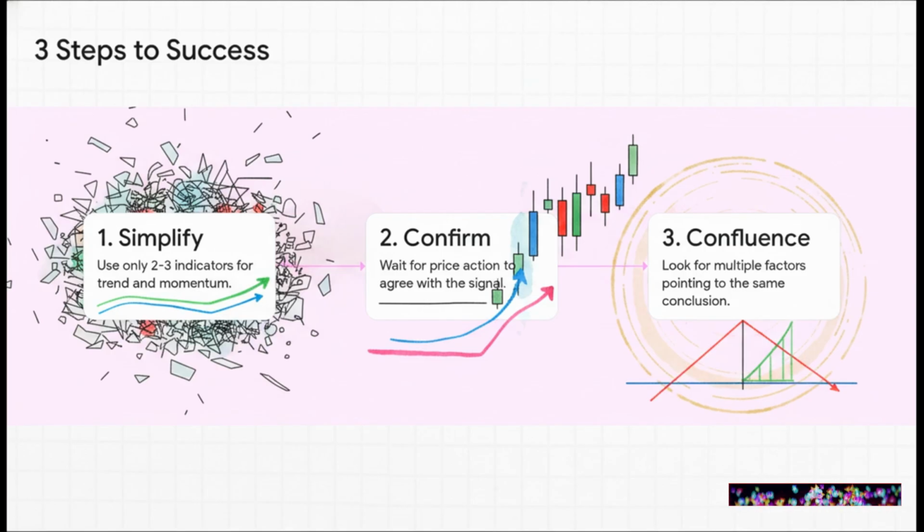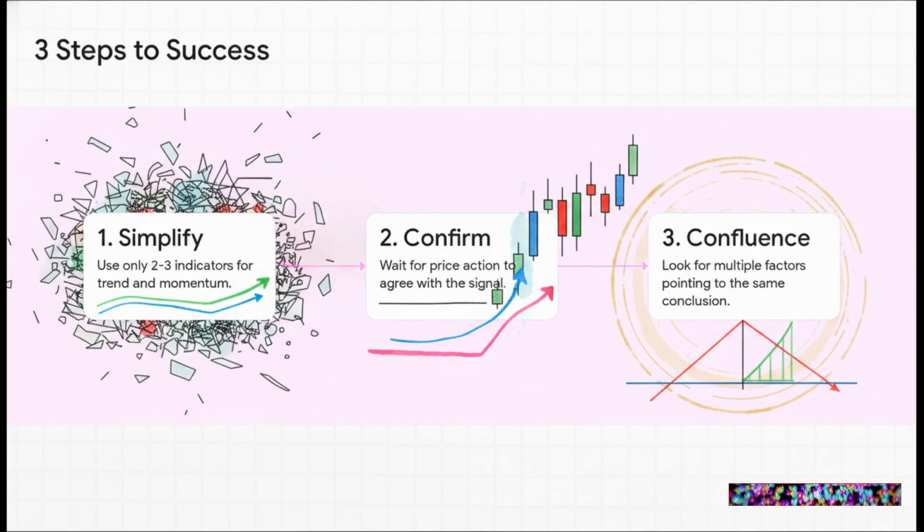Step 2, confirm. Never ever take a trade just because an indicator told you to. The indicator raises its hand and says, hey, you might want to look over here. Then you wait for the price action, like a bullish engulfing candle, to nod its head and say, yep, I agree. And step 3 is confluence.